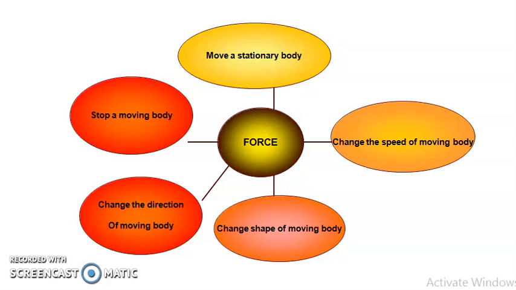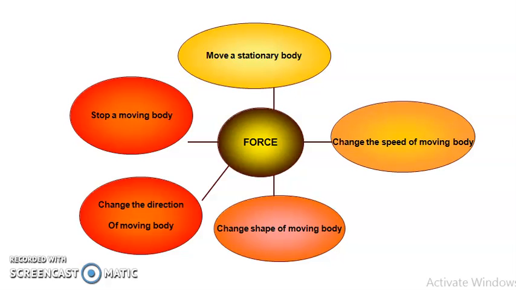Now I am going to discuss the various effects a force can produce. As we know, we cannot see force, we cannot visualize it, we can see only the effects it can produce. So the first effect is it can move a stationary body. Suppose a ball is lying on the ground at rest and you apply force to move it. Second effect is to stop a moving body. A ball is coming towards you. You use your foot to apply force on the ball and to stop it.